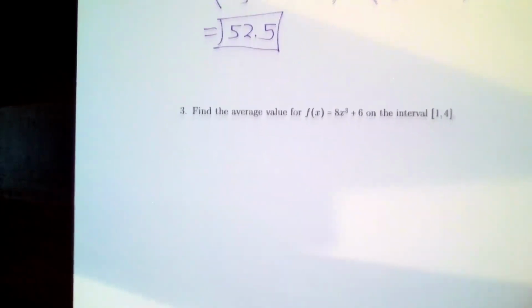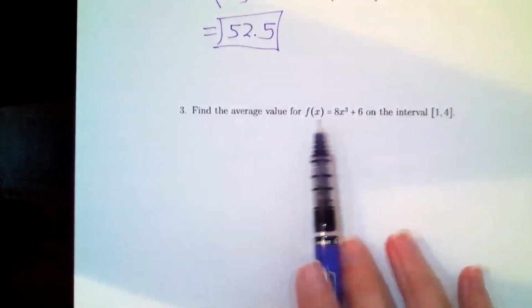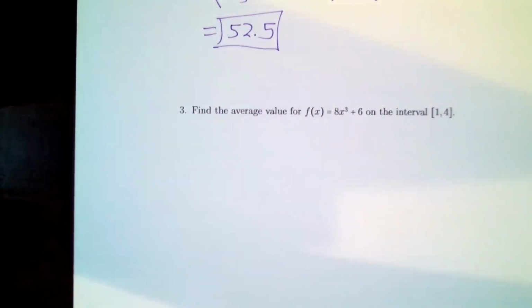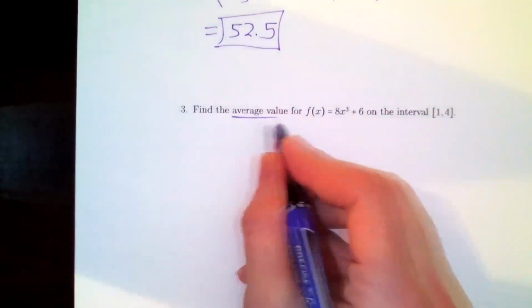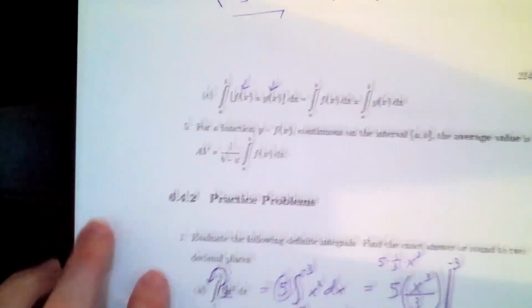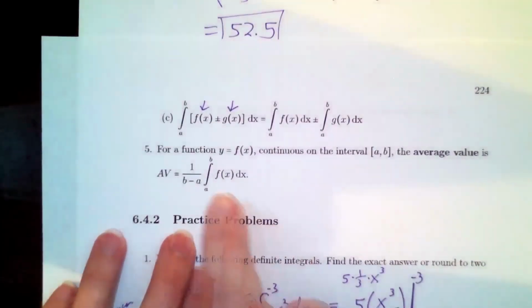Let's do number 3. It says find the average value for f on the interval. Now to do this one, I've got to look at my front page. We have a definition here that we haven't talked about yet. What does it mean to find the average value? We need a term for that. We need a definition. So if I come back to my first and second pages, where all my definitions are, I need this fella, number 5.